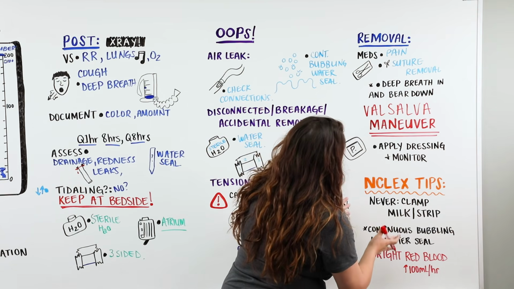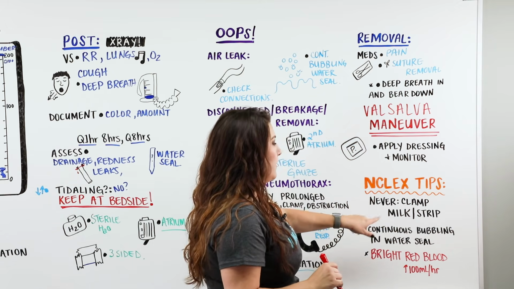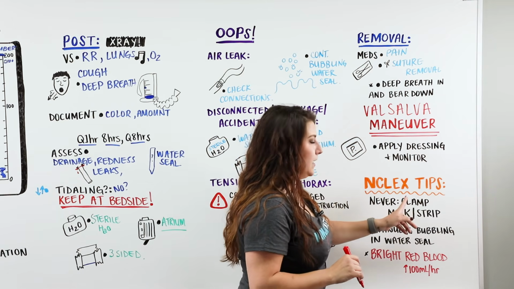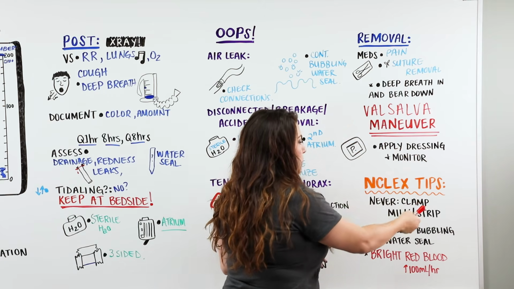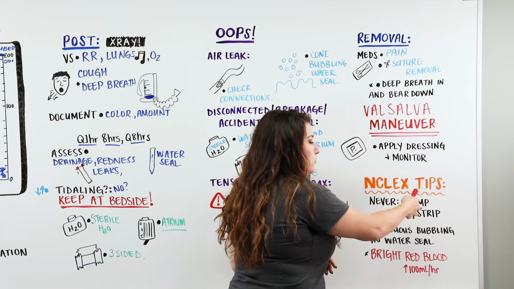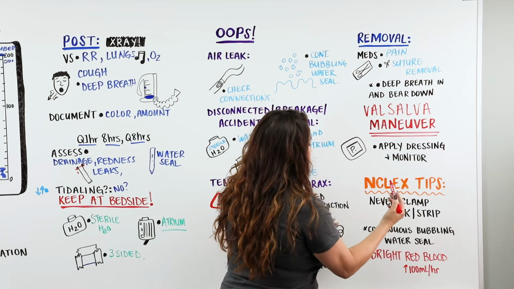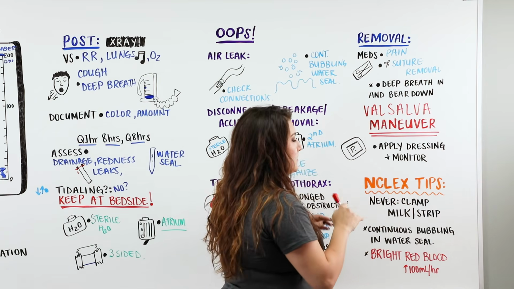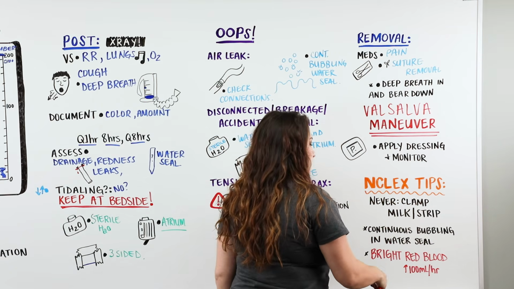Moving on to this, this is the most important thing that the NCLEX likes to hit on with chest tubes. Never milk, strip, or clamp the chest tube. Remember, a tension pneumo is created when you do some type of clamping or occlusion or a blockage within that tubing system. So that's why the NCLEX tip is: if there's a choice that says clamp, milk, or strip the chest tube, don't pick it. It's not the right answer.